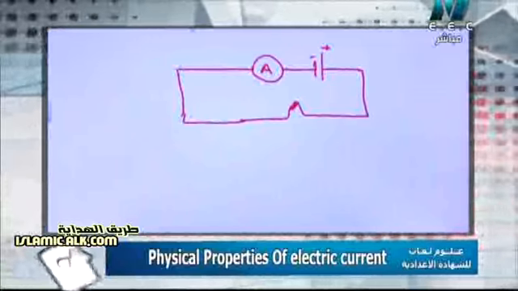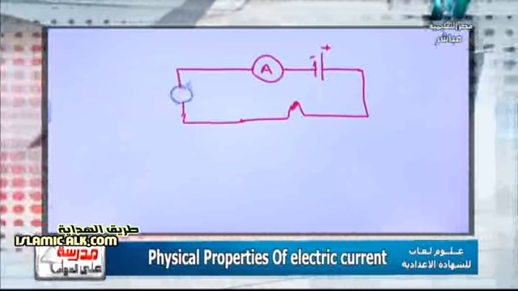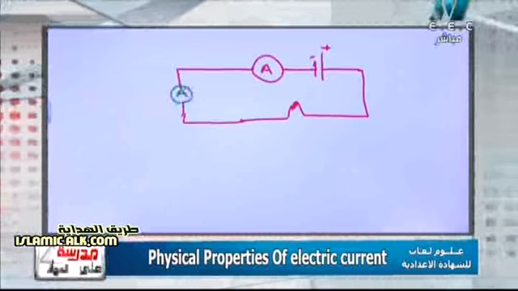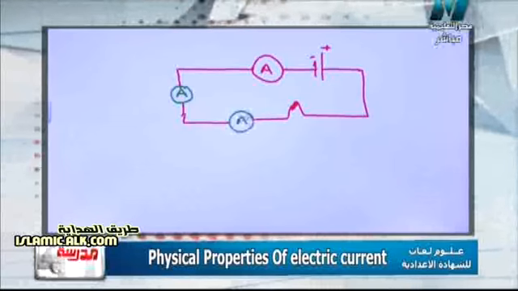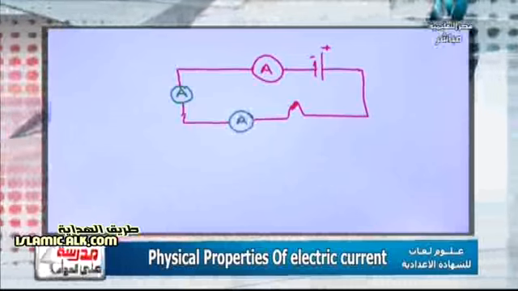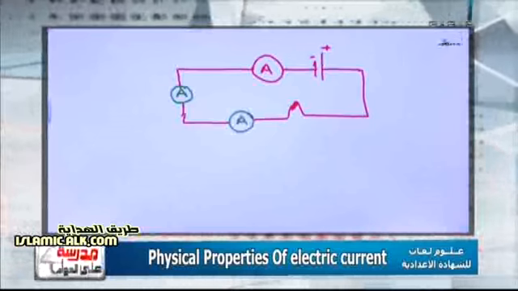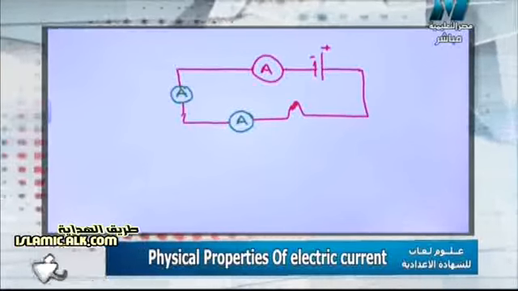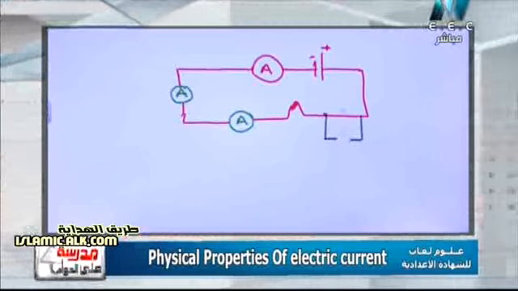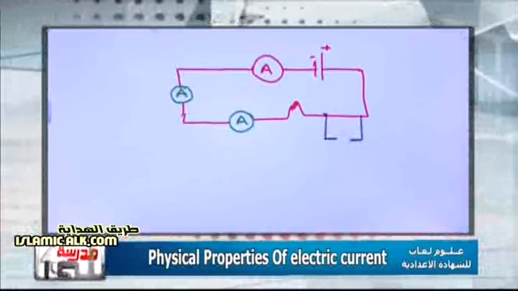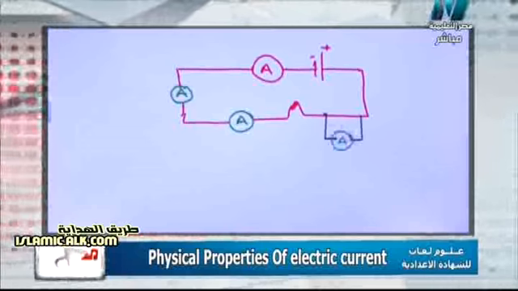Some students may ask me, can we change the place of the ammeter? We can draw an ammeter here, maybe here. But we can't draw an ammeter outside the electric circuit. How come? If I put it in this place, it is completely wrong. Completely wrong to put an ammeter in this place.